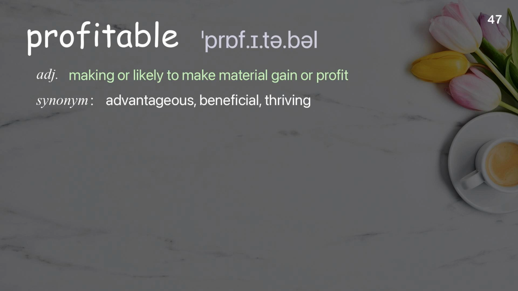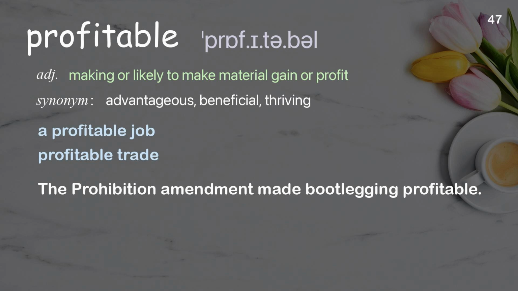Profitable. Making or likely to make material gain or profit. Examples: A profitable job. Profitable trade. The Prohibition Amendment made bootlegging profitable.